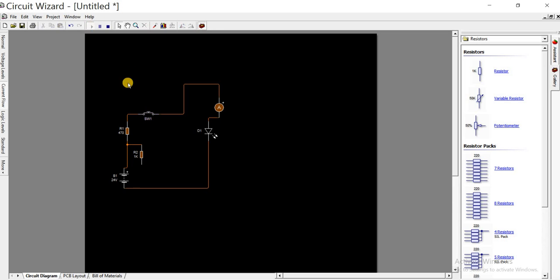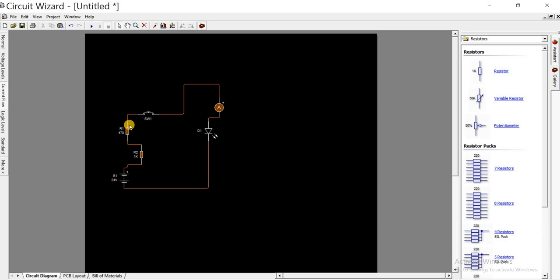The current is now 36.42 milliampere. So now let's connect this resistor to it. Let me stop it first. Sorry. So delete this.